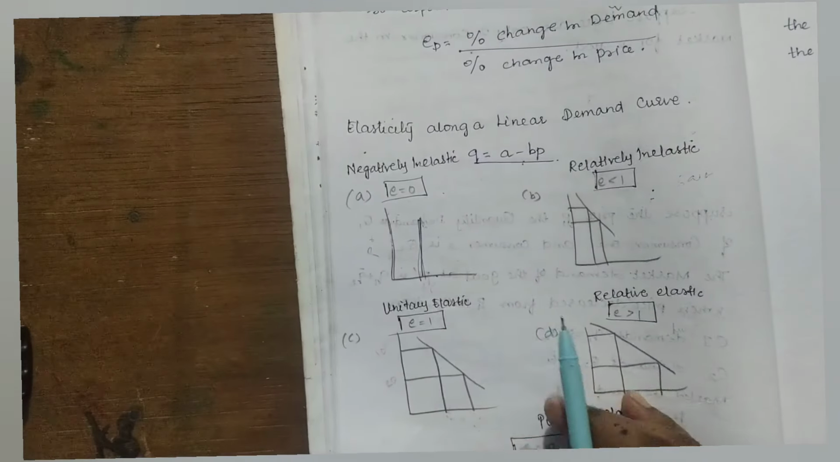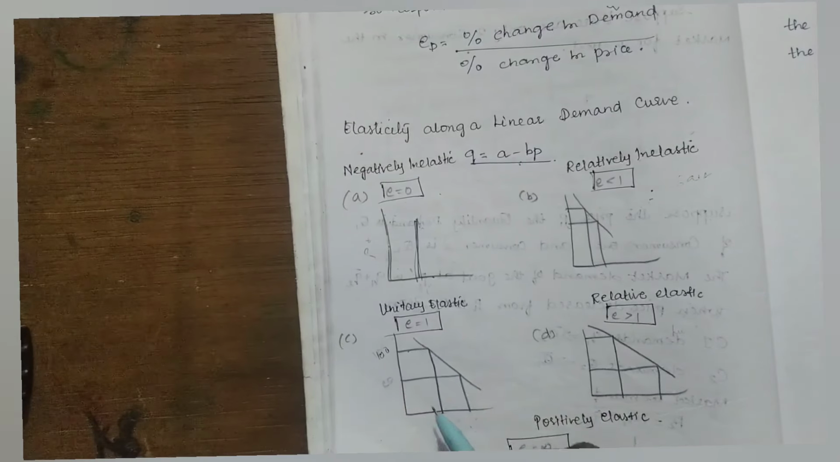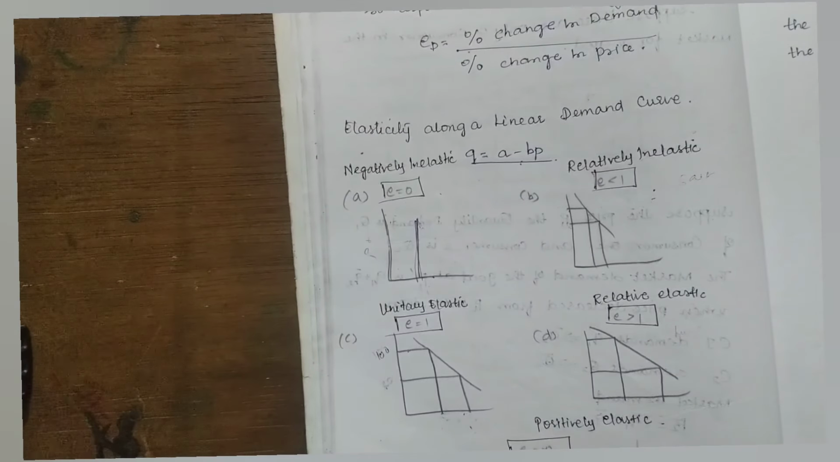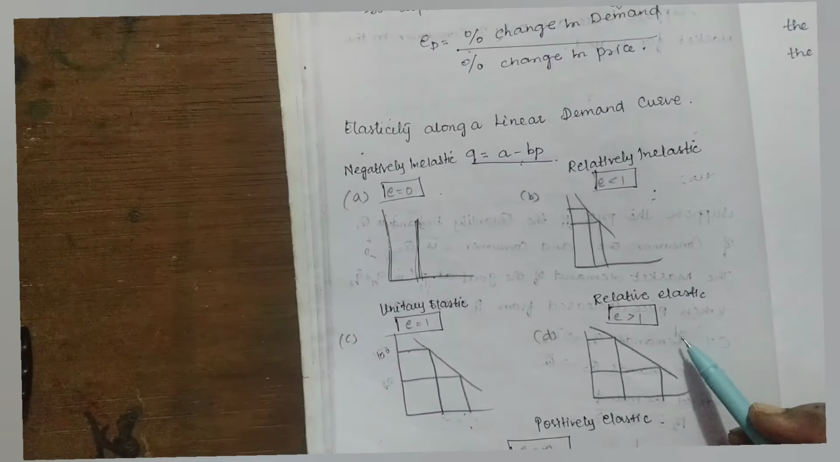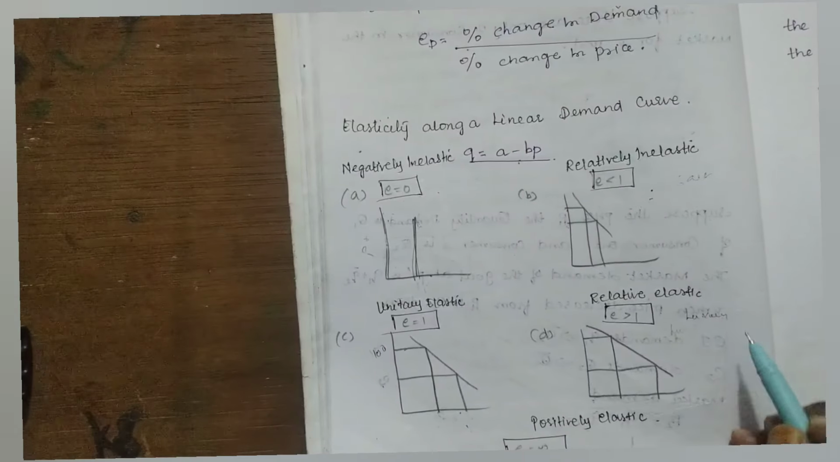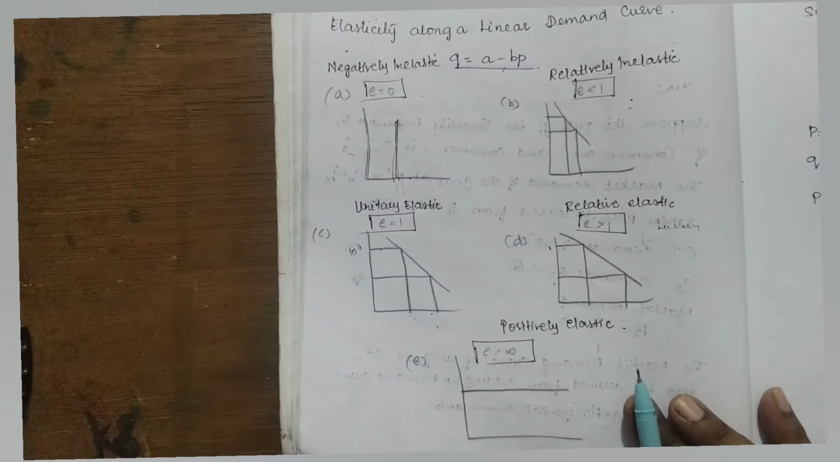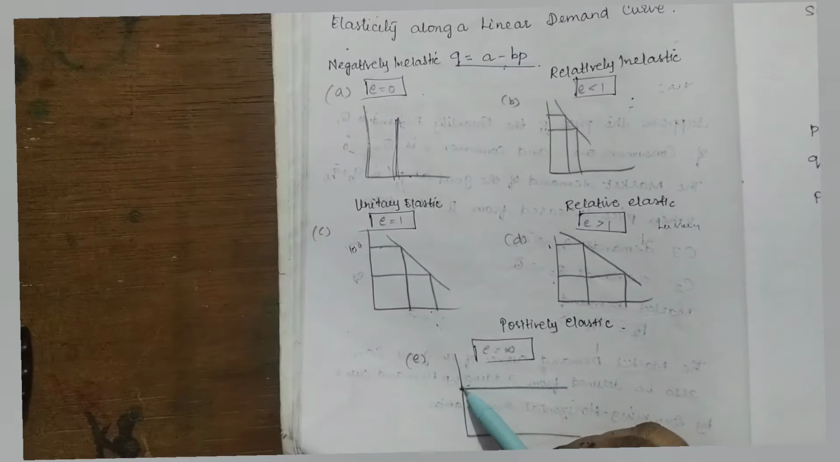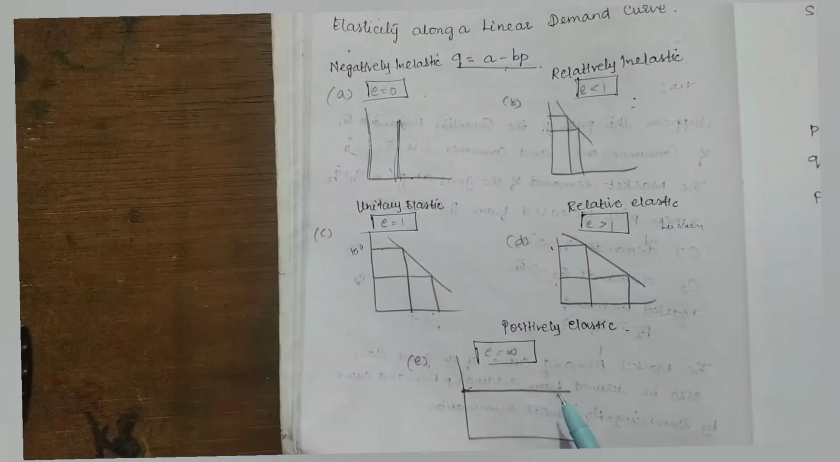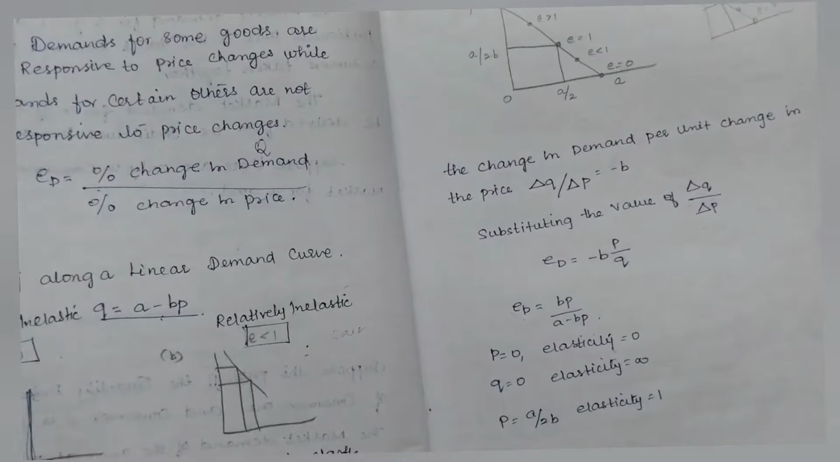Unitary elastic is for the discounted item. For example, for 100 if they were purchasing one, for 50 they will purchase two. Anyhow it remains the same. Relatively elastic is for luxury items. Any slight change in the gold price and the demand will increase. Positively elastic is the extremely volatile one. We don't know, any change in price leads to either no demand or demand to infinity.